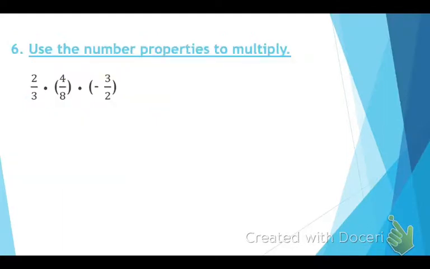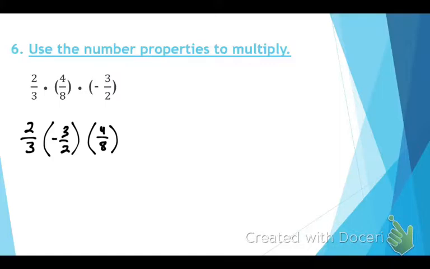For problem number 6, you are using the number properties to multiply. The number property we've really talked a lot about is the commutative property. So remember, use that commutative property to be a shortcut to give you the correct answer. All right, in a problem like this, we're trying to get the reciprocals near each other, okay? So this 2/3 does have a reciprocal, but it's way down here at the end. So commutative property tells me I'm allowed to move the order. I'm going to bring that negative 3/2 closer to its reciprocal, but still bring down the 4/8.